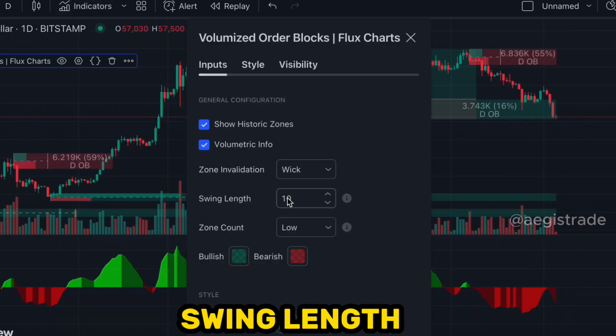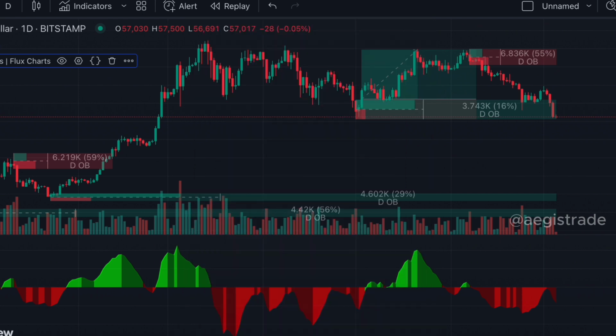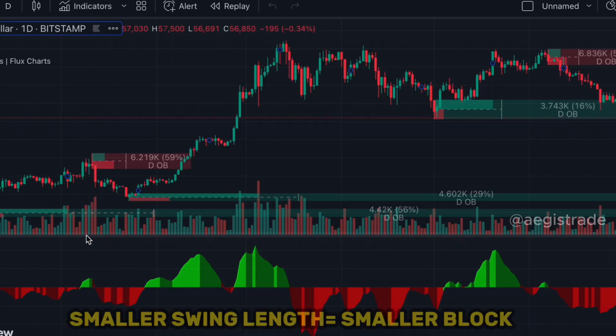In the settings, you can see there is a swing length. Basically, swing length helps the indicator to find order blocks. The smaller the swing length, the smaller the order block areas that will be discovered. Next, you can start to plan for your trading.